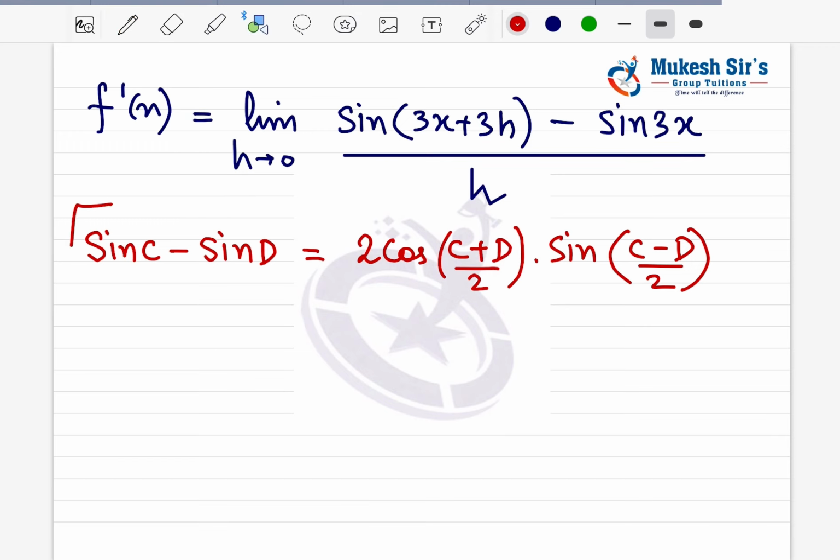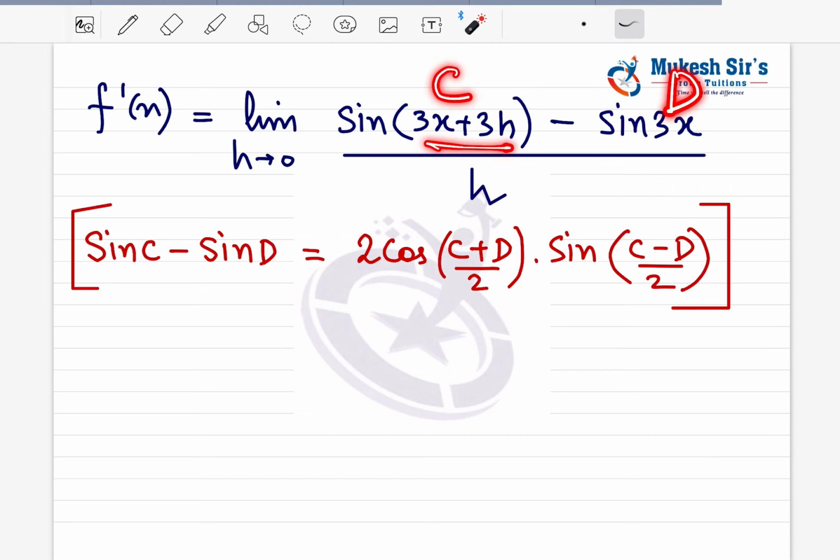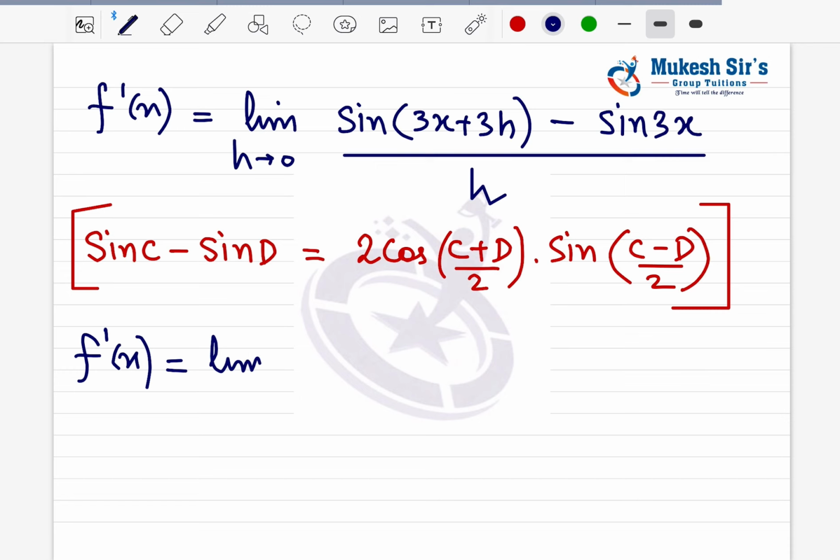2 cos (c plus d) by 2 into sin (c minus d) by 2. So here you can see this is your c and this is your d. ये c है और ये d है. So use the formula, you get f dash x is equal to limit of h tends to 0, 2 cos (c plus d).